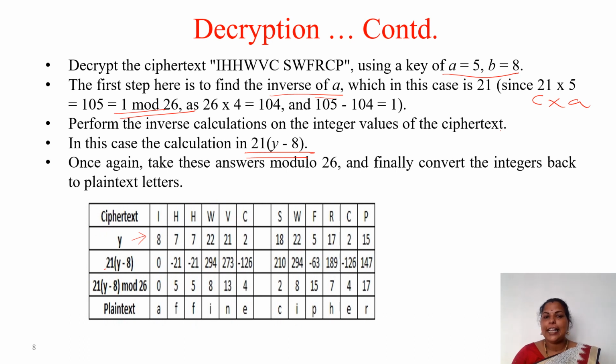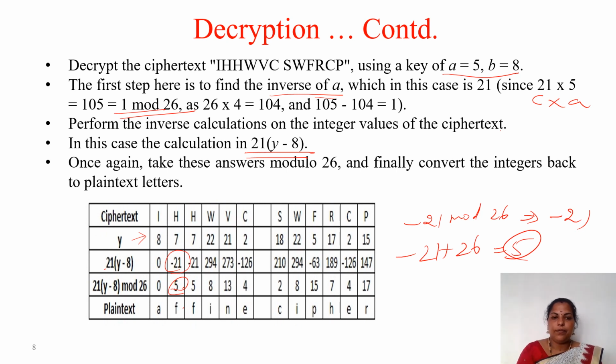So here we are getting a negative value, minus 21. See here, minus 21 mod 26. How to compute it: minus 21 plus 26, which is equivalent to 5. So here we are getting the value 5. This 5 is mapped to F based on our table. This way we have to perform decryption using the affine cipher.